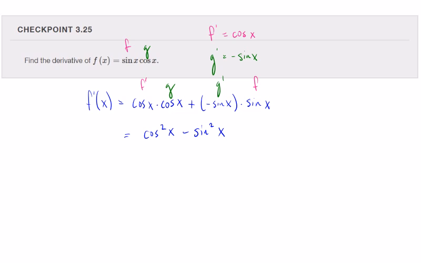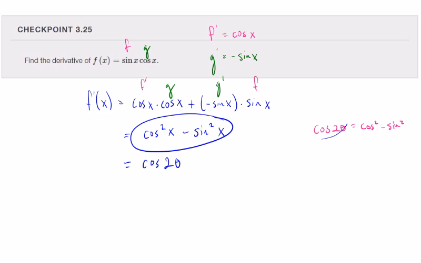Now we could utilize some trig identities here. For example, this is actually the double angle formula, if you guys remember back to trig. Let's see, where is it? There it is. So cosine of 2 theta equals cosine squared minus sine squared. And so if we wanted to, we can actually say this is cosine of 2 theta, because cosine squared minus sine squared equals cosine 2 theta.